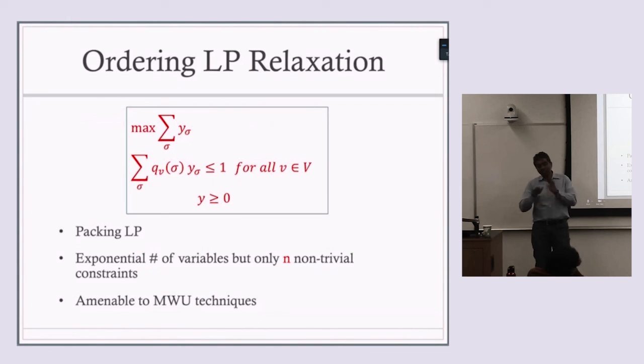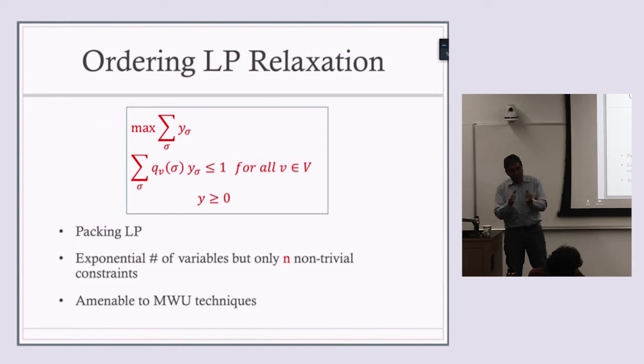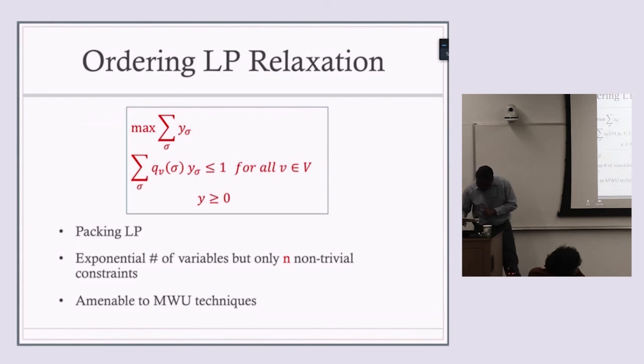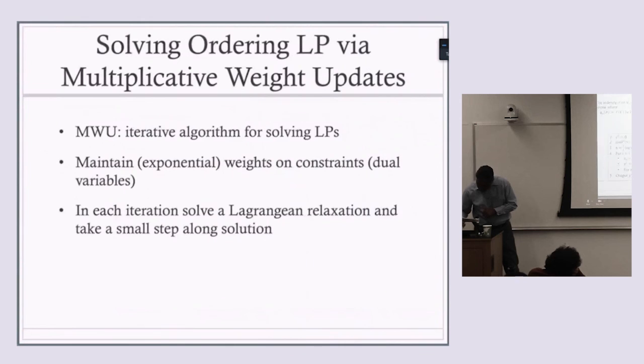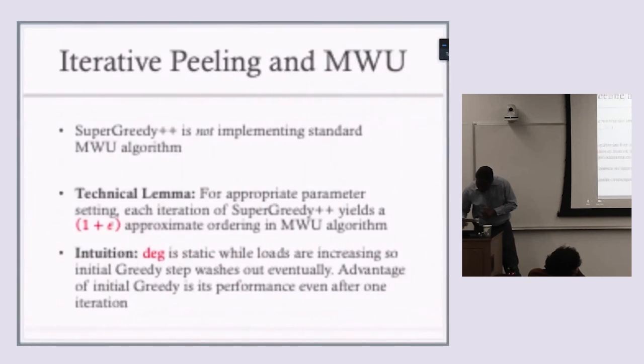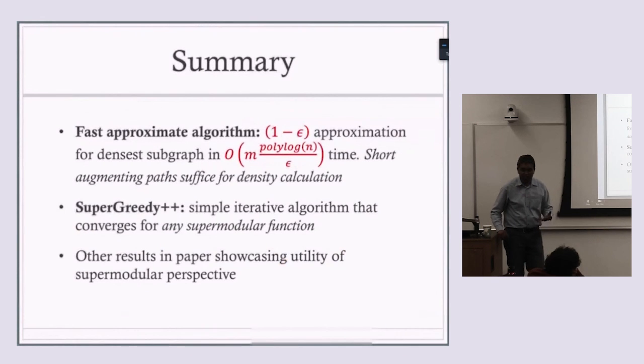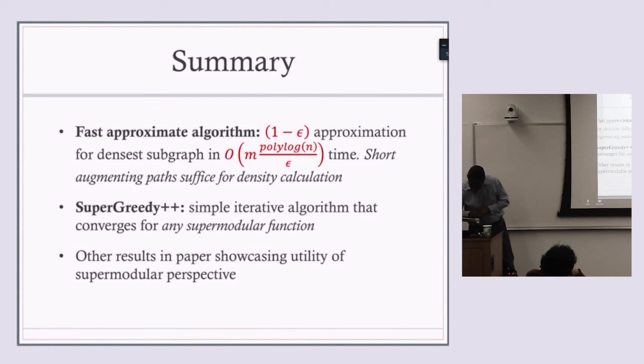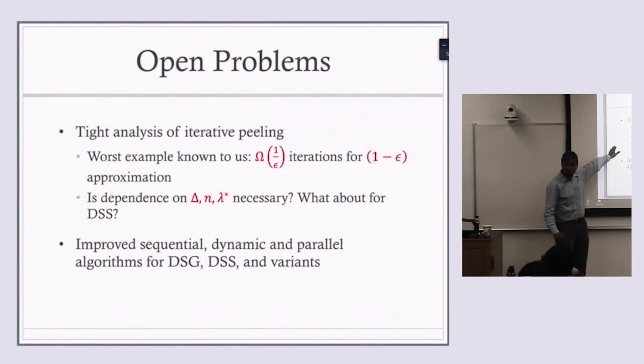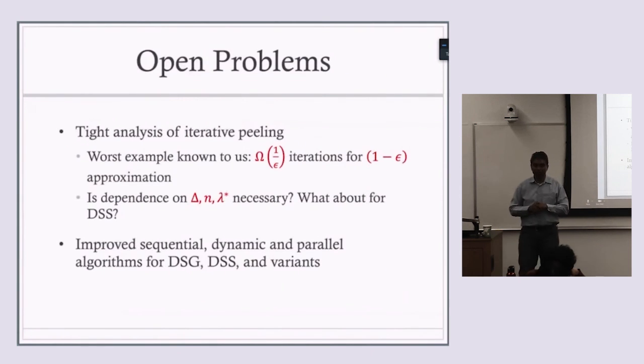Okay? So as a corollary, we get the fact that it converges in this number of iterations. Right? But it's not the final answer. Why is it not the final answer? Well, I think I'm running out of time, so I'll just go to the open problems as a segue from this. We showed it converges, and the supermodular perspective is important, but we don't know the tight analysis for this algorithm.